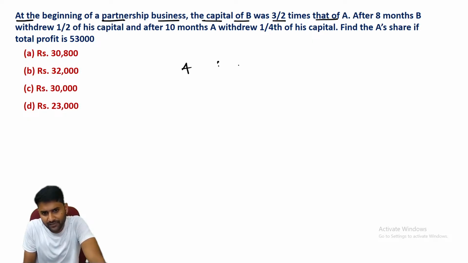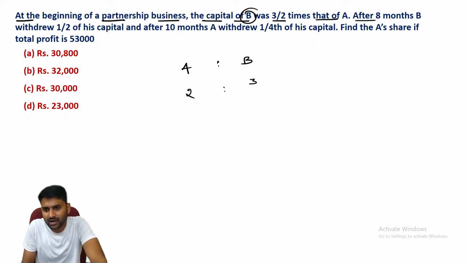Now see, first identify the respective ratio of their investment. B was 3 by 2 times of A. So if A is 2 units, B is 3 units. After 8 months, B withdrew half of the capital. For the first 8 months, B's investment is 3 units. After 8 months, B withdrew half of the capital, so he continued with only 1.5 units.